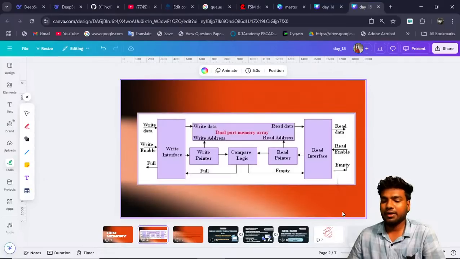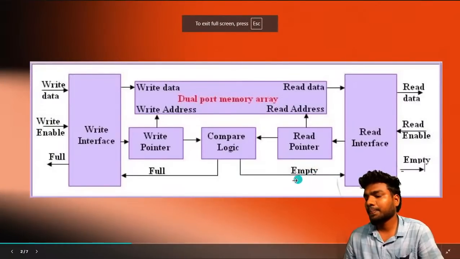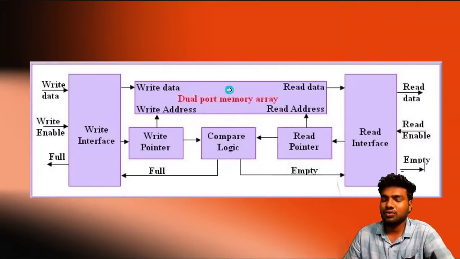So this is the architecture of the FIFO memory. These are the signals. Write is one signal, and then write data is input data, and read data is output data. So this is the output of the FIFO memory, and this is the input of the FIFO memory. Write enable means we can write into memory. Read enable means we can read from the FIFO. And then the full condition and empty condition.